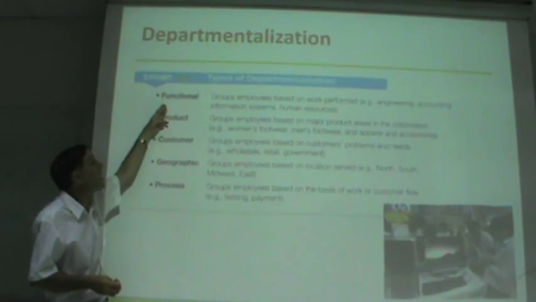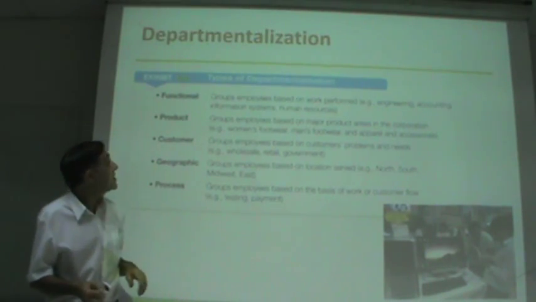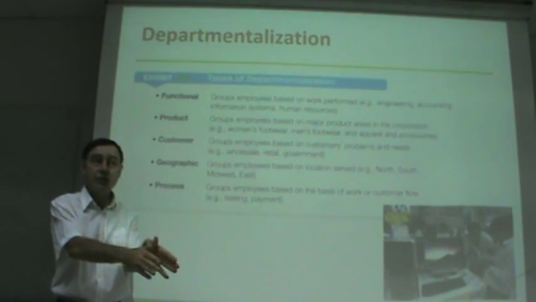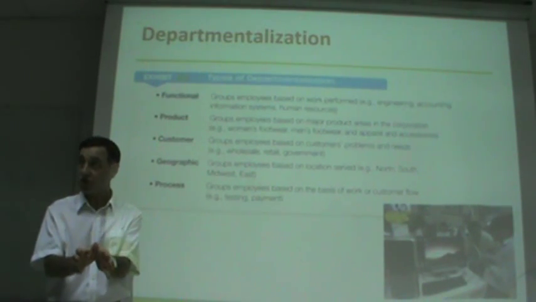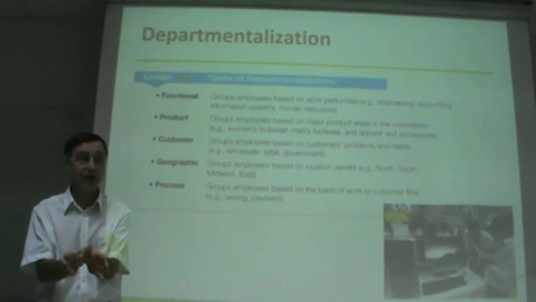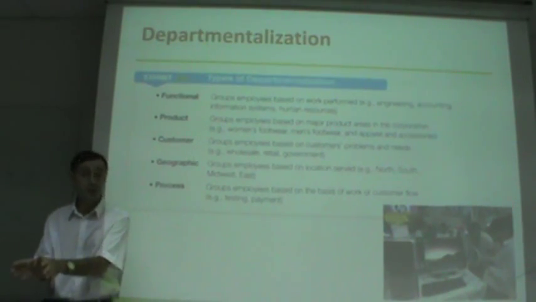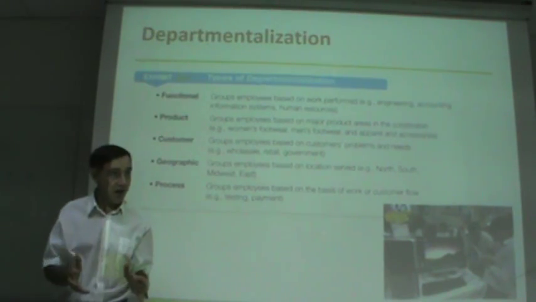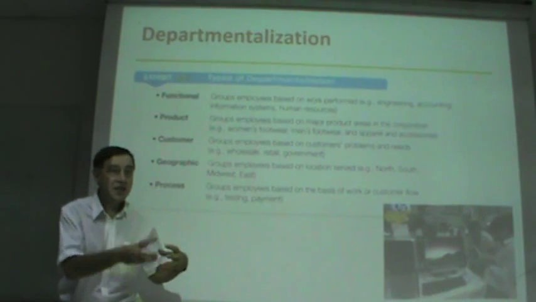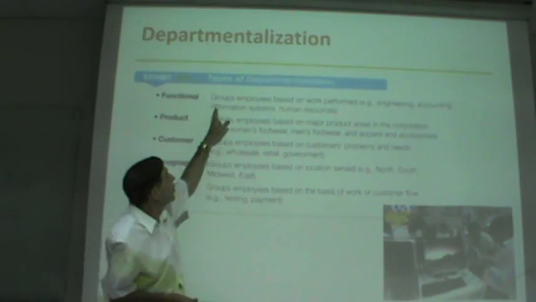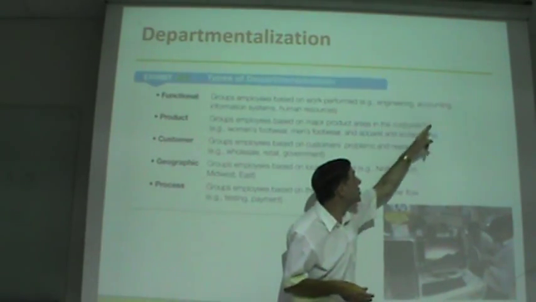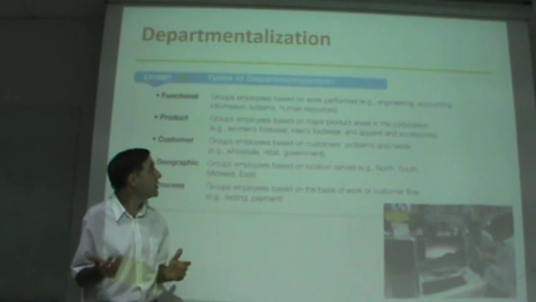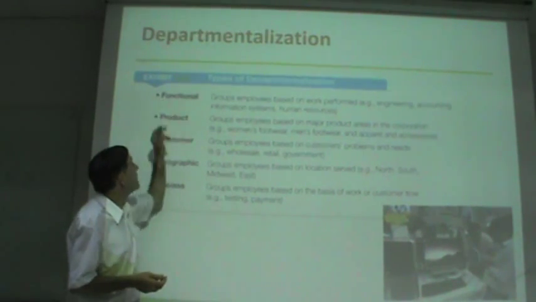You can divide departments by function. By function means you're going to have a separate finance department, a separate accounting department, a separate production department, sometimes called the manufacturing department, a separate sales department, a separate purchasing department. So you have the division based on the different functions, based on the work performed: engineering, accounting, and usually even a separate IT department, and human resources. So that's function.